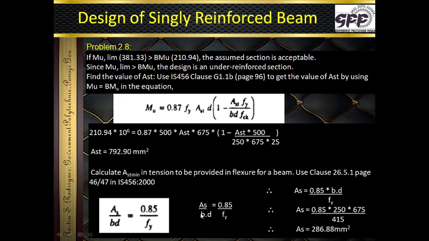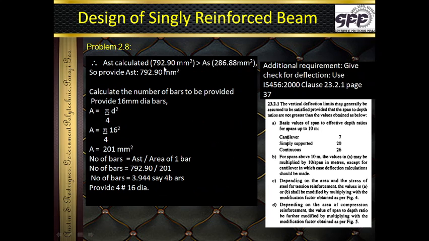So cross multiplying, this BD goes on top. So AS becomes equal to 0.85 into BD upon Fy. So 0.85, B is 250, effective depth is 675, Fy is 500. So we get AS as 286.88. Now look at this value, this is much lesser than this, so we are going to use this value. Since the calculated steel is much more than this, provide 792.90 mm square.